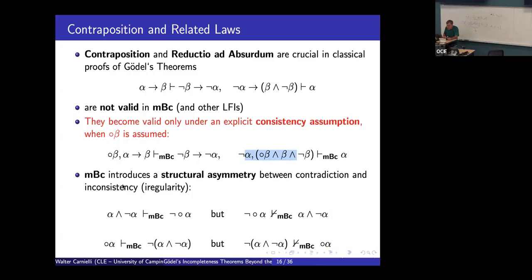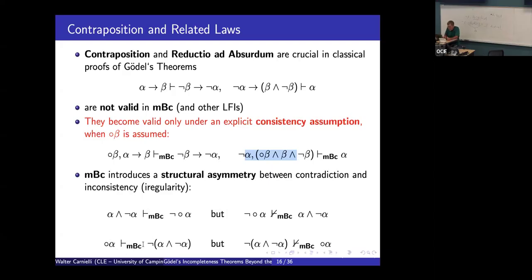So in this case, MBC introduces a structure of symmetry between contradiction and inconsistency. As I said, I made this little drawing months ago. For instance, the first one here: from a contradiction, I get inconsistent, exactly, not consistent. From a contradiction, I entail inconsistent, but from inconsistent, I do not entail contradiction. Inconsistent is larger.